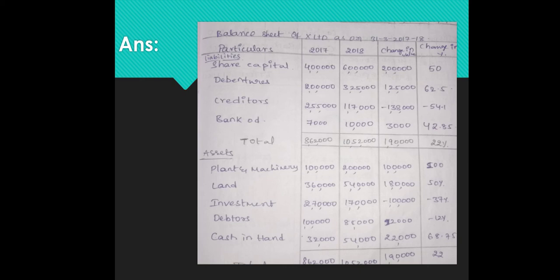So these are the formulas for calculating. They are applicable for both the comparative balance sheet and the comparative income statements. So this is about the comparative income statements and the comparative balance sheet.